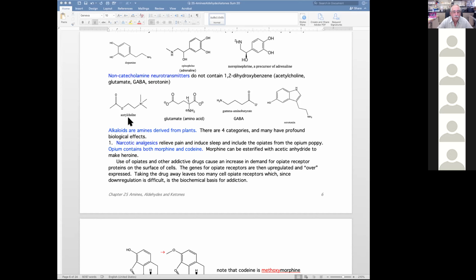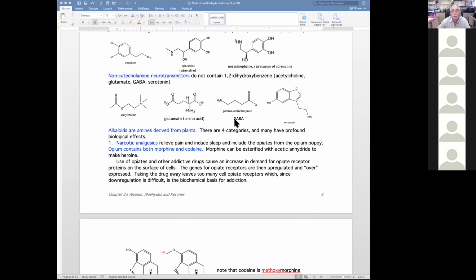When acetylcholine neurotransmitter is destroyed after its use in the synapse, this ester linkage is hydrolyzed right here. Another non-catecholamine neurotransmitter is glutamate. So glutamate is an amino acid. Here's the amino group. Here's the carboxylic acid group.